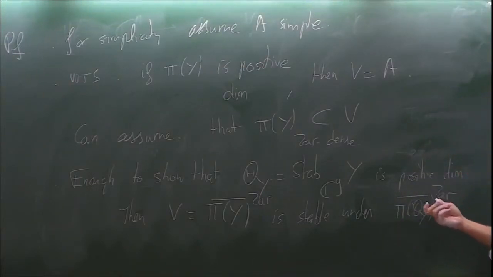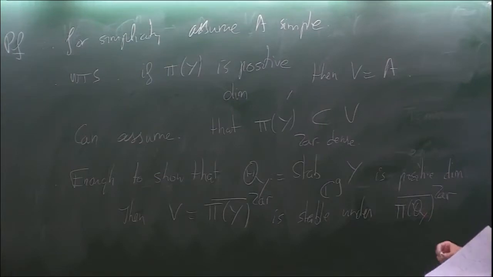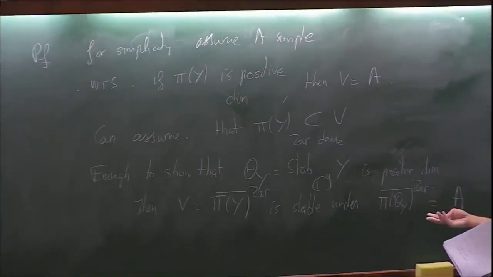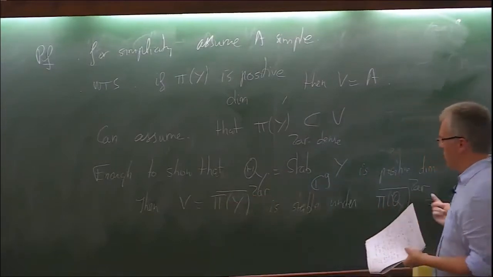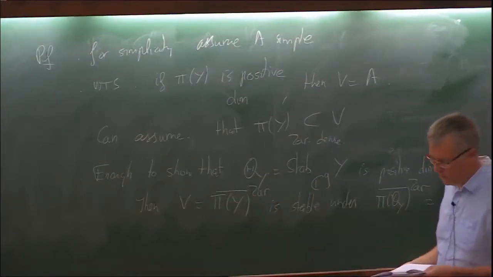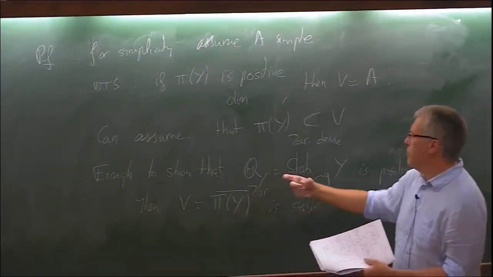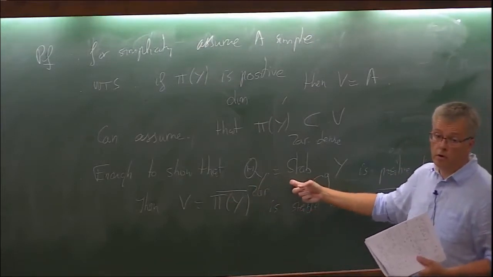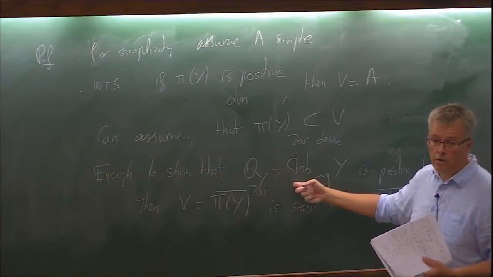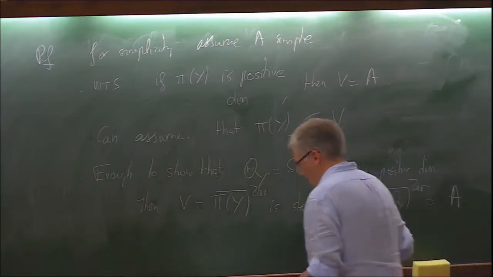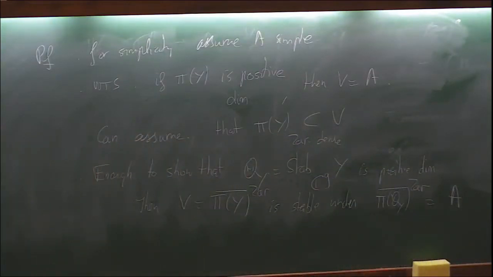But this guy is positive dimensional. It's a subgroup of a simple abelian variety, so it has no choice. It has to be the abelian variety itself. But then I would have proven that V is stable under the action of A, so it has to be A itself. Okay? So the only thing that I really have to prove is this statement of positive dimensionality of this algebraic group. Okay, let's do that.